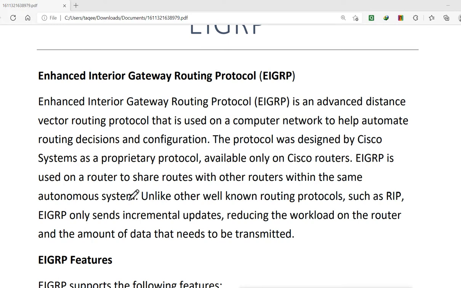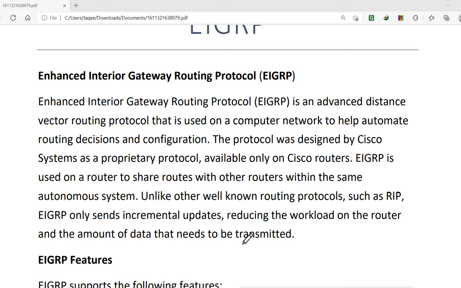Now EIGRP is used on a router to share routes with other routers within the same autonomous system, and this is also an IGP protocol, interior gateway, because it works within the autonomous system number. Then unlike other well-known routing protocols such as RIP, EIGRP only sends incremental updates, reducing the workload on the router and the amount of data that needs to be transmitted.